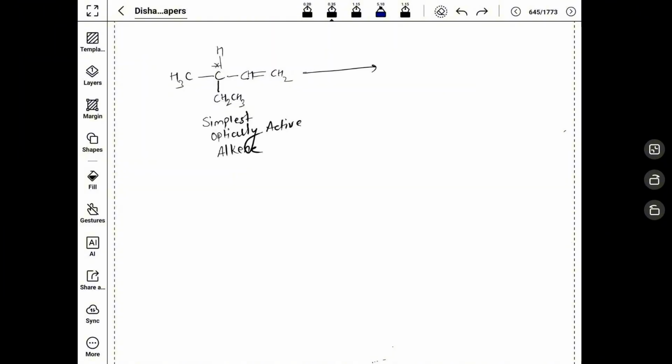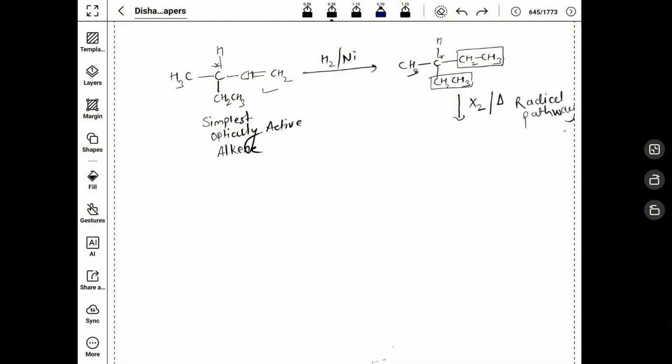The first reaction was the hydrogenation reaction. So hydrogen will add to this double bond and will give a saturated hydrocarbon. Now you can see that this carbon is no longer an asymmetric carbon because it has the same substituents or same group on this carbon. So the next step is a halogenation reaction in the presence of light. So this is following the radical pathway. So we have to draw all mono-halogenated products. So we have to replace hydrogen from each and every carbon and draw all possible products.